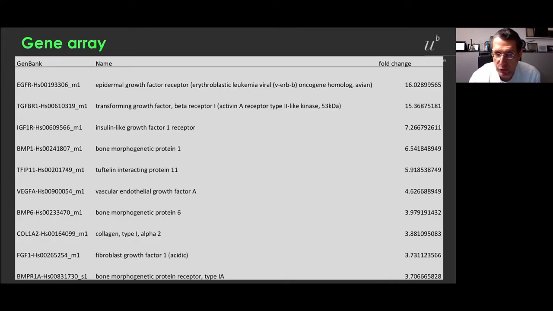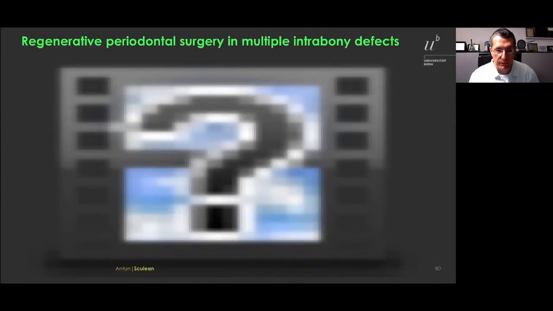Which are these growth factors? Epidermal growth factor, transforming growth factor, insulin-like growth factor, and you see some of them are produced 15, 16-fold more than without combination with EMD. And in fact, this is the biologic background for this concept.